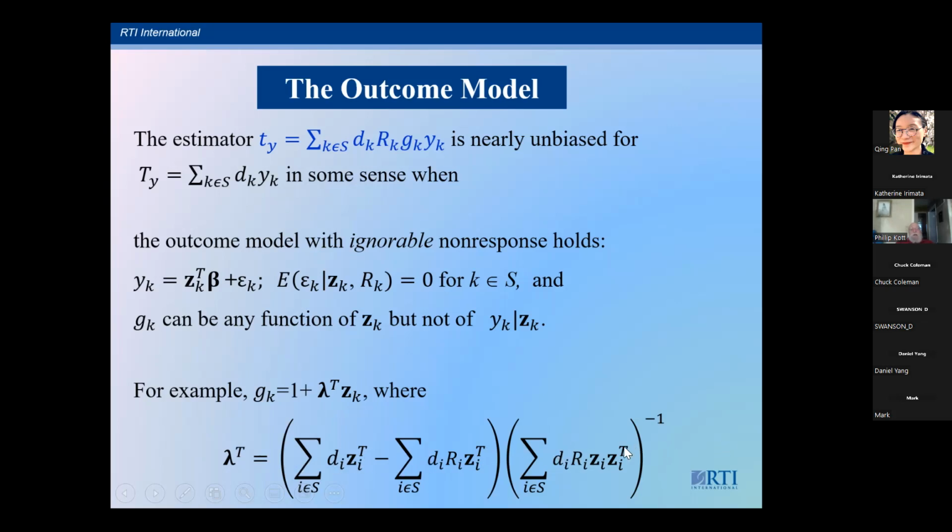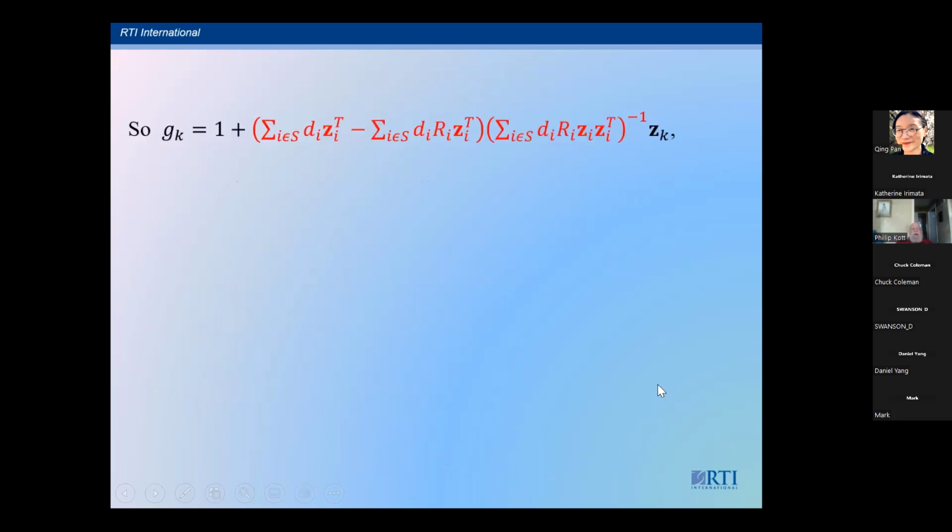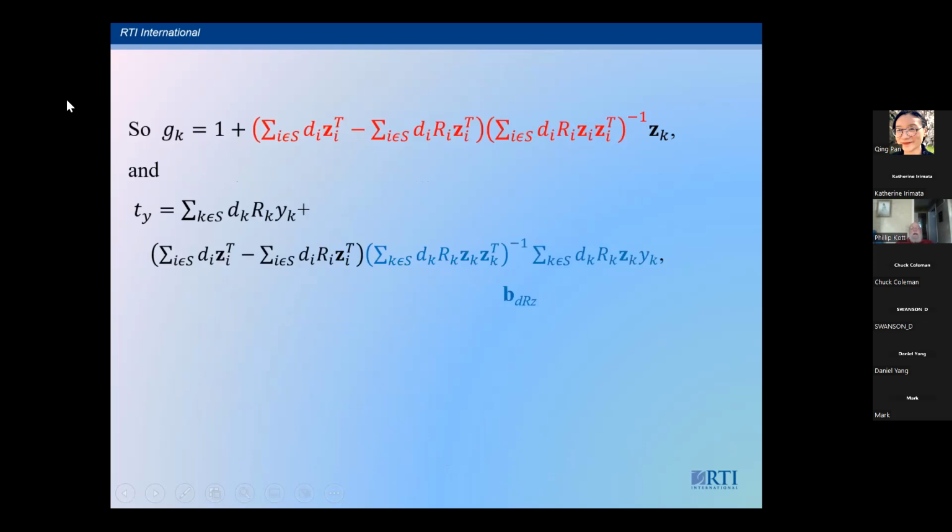Now, I won't expect you to memorize it. It's an ugly mess, I'll agree. If you plug it into G, it looks like this. And if you plug it into T, our estimator, it sort of looks like this, which is sort of like a regression equation, a regression estimator.